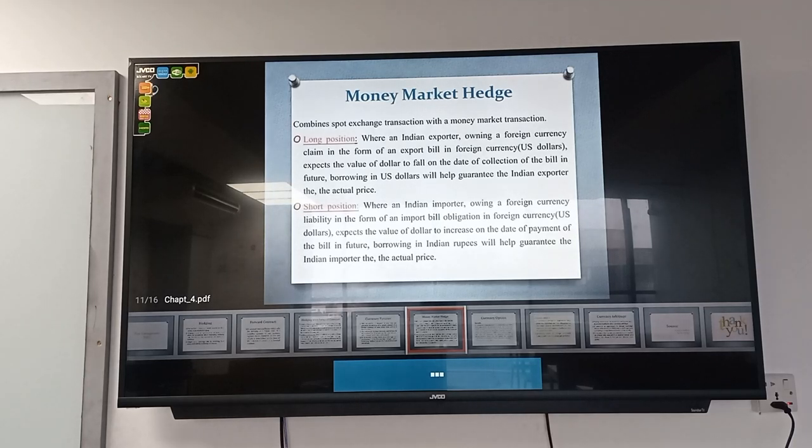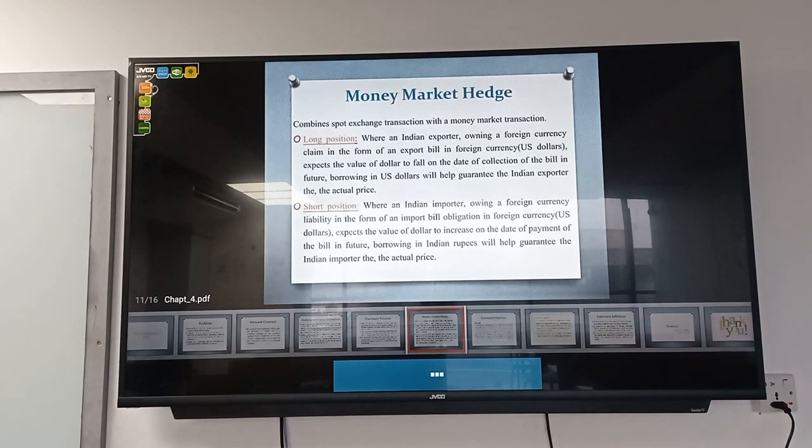For long position, suppose an Indian exporter owning a foreign currency claim in the form of an export bill in foreign currency expects the value of dollar to fall on the date of collection of the bill in future. Borrowing in US dollar will help guarantee the Indian exporter the actual price. I repeat, the exporter expects the dollar to fall by the collection date, so borrowing in US dollar will help guarantee the actual price.